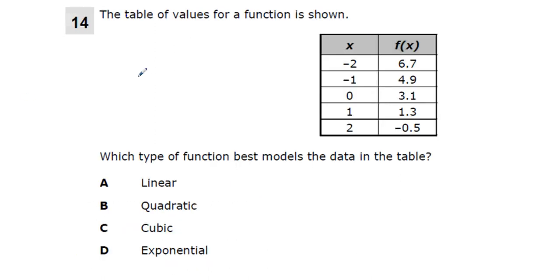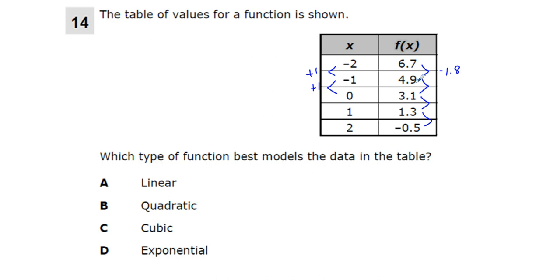Table value 14. The table values for functions shown. Which type of function best models the data? Well, we notice on the left we're going up by 1, as we've seen before. And so now we can just look at the right side, see what happens here. 4.9 minus 6.7. What is that going to be? Down, it's going to be negative 1.8. Is that right? And negative 1.8.